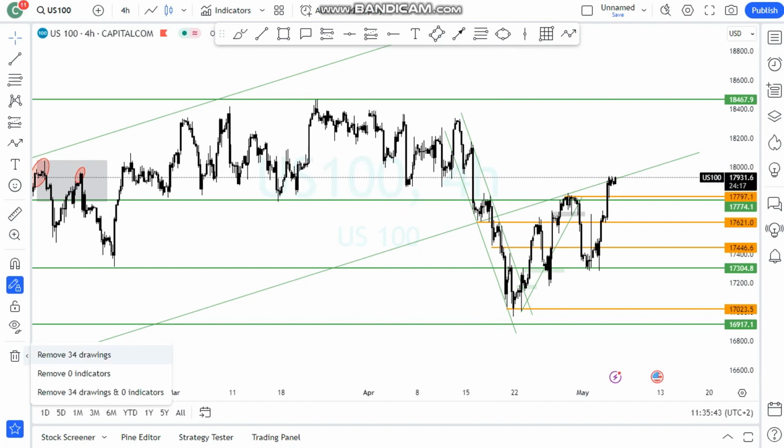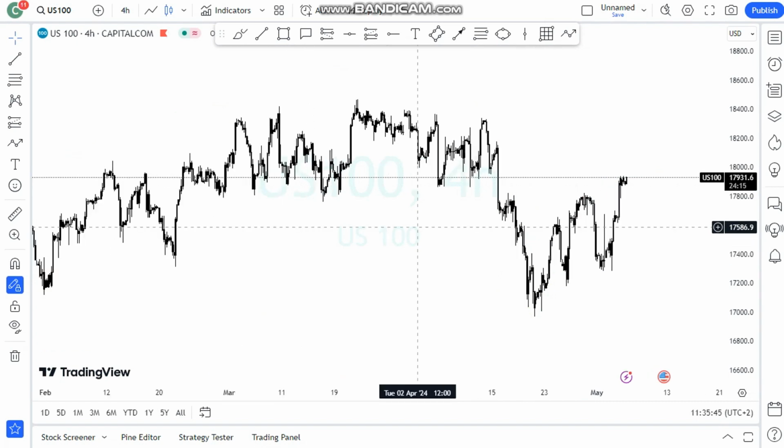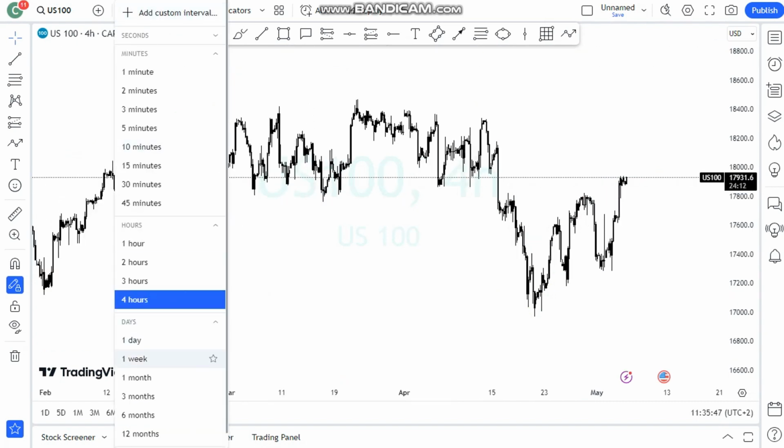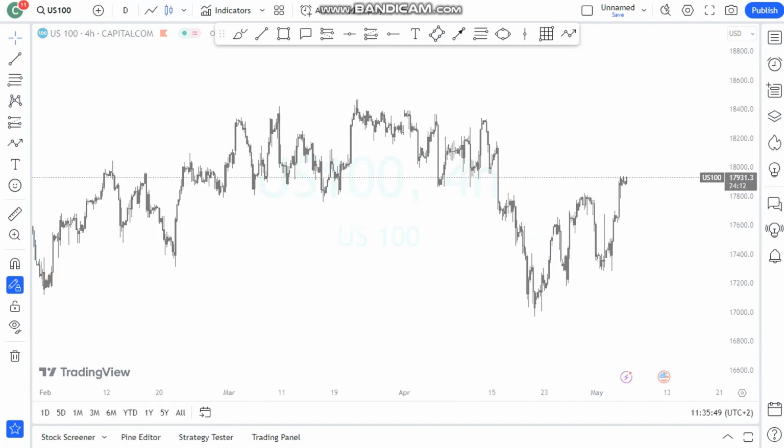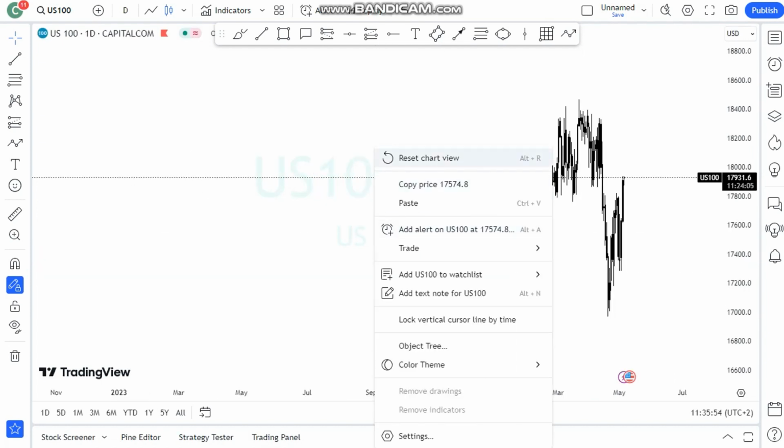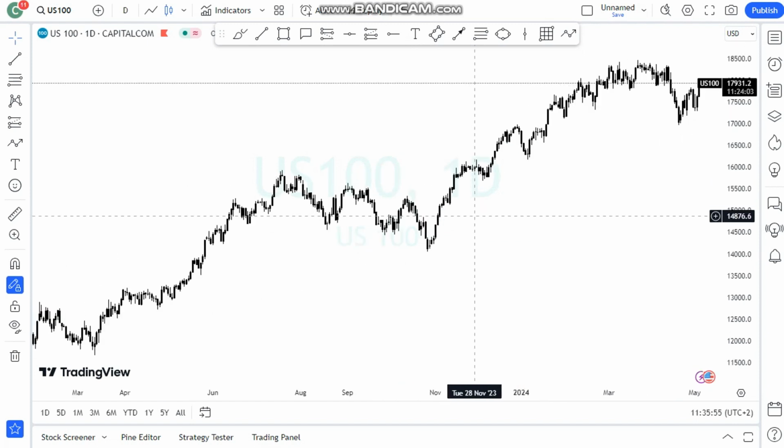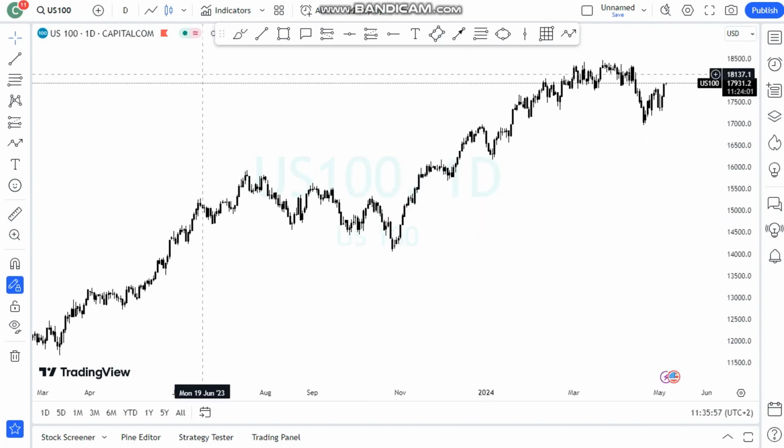So one thing I'm going to do is clear all my drawings. So I'm going to start with the naked chart. For those that don't know, I'll start my analysis on a daily chart. As you can see, I have a full view of what I want to see on the market. I'm going to reset it and then zoom out just a little bit to see what happens.